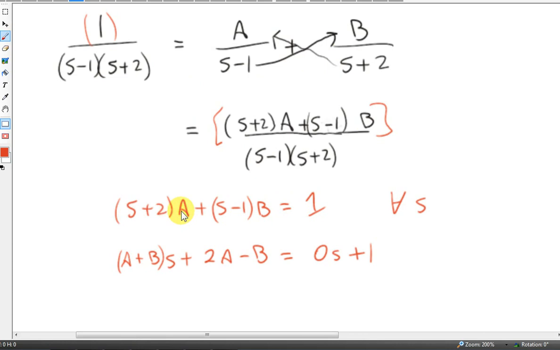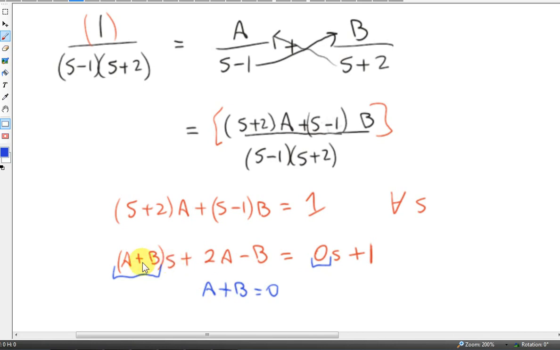We can gather the s terms together. We have a times s plus b times s here. Then gather the non-s terms together. That's 2a minus 1b. And on the right hand side we have 0 s terms, and the constant term is 1. So the only way that both sides can be equal for all values of s is if the coefficient of s is the same on both sides. So we want this to be an identity. It's got to hold for all values of s. So we must have that a plus b equals 0.